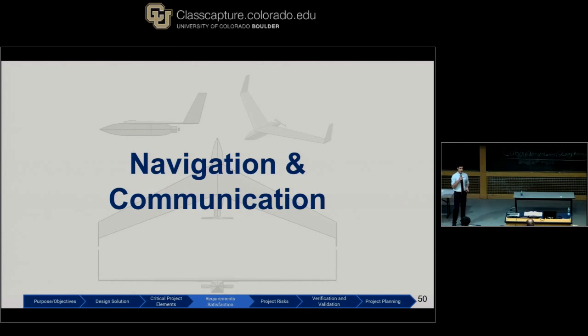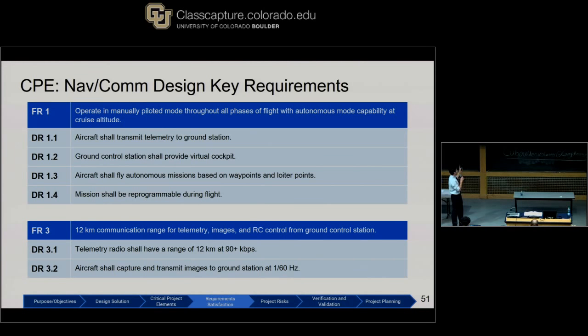The navigation and communication subsystem is geared towards satisfying functional requirements 1 and 3, which are to operate in manually piloted mode throughout all phases of flight with autonomous mode capability at cruise altitude, and a 12-kilometer communication range for telemetry, images, and RC control from the ground station.